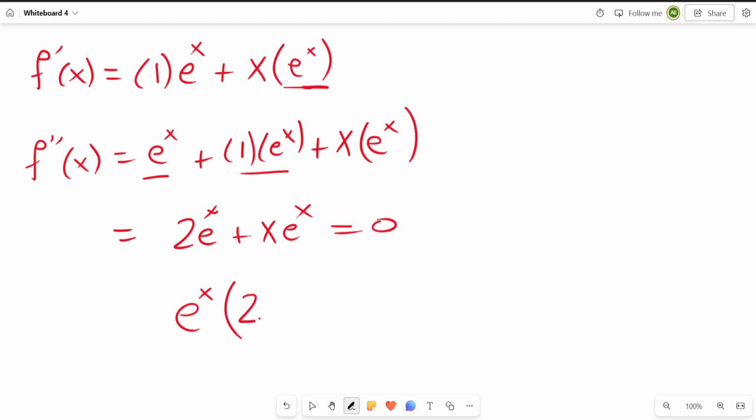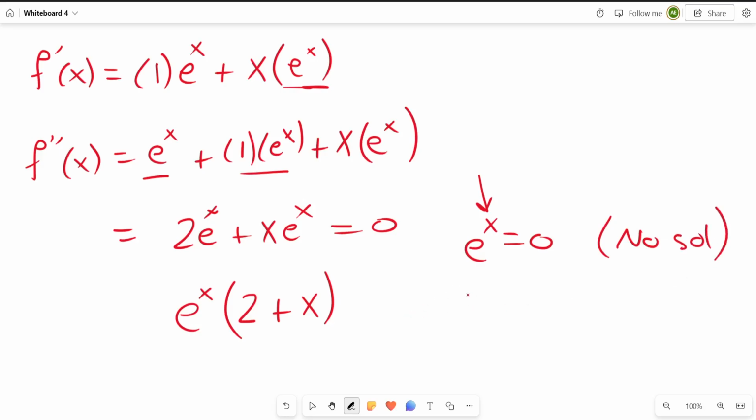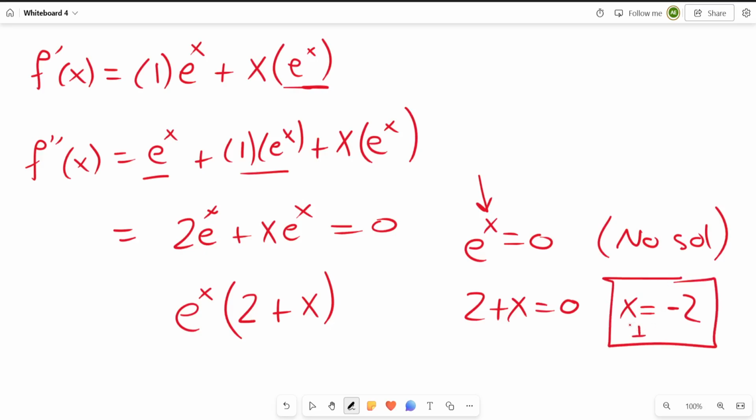This is going to give me a 2 plus x times e power x. Dividing by e power x is basically x. So there are two answers I can have here: when e power x is equal to 0, and I know that e power x is never going to be 0, so no solutions here. And the second answer is when 2 plus x equals 0, and I know that here x is equal to minus 2. So basically, this is my inflection point, the point where concavity changes.